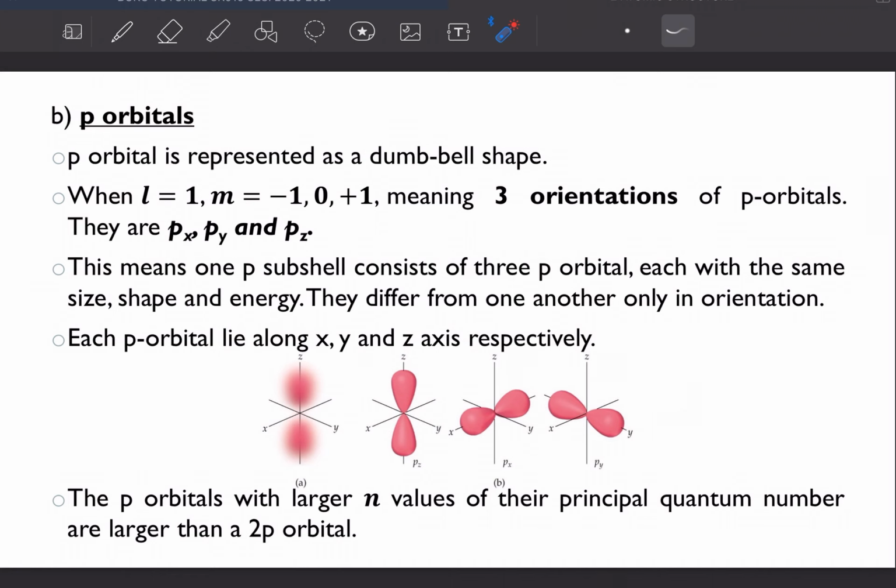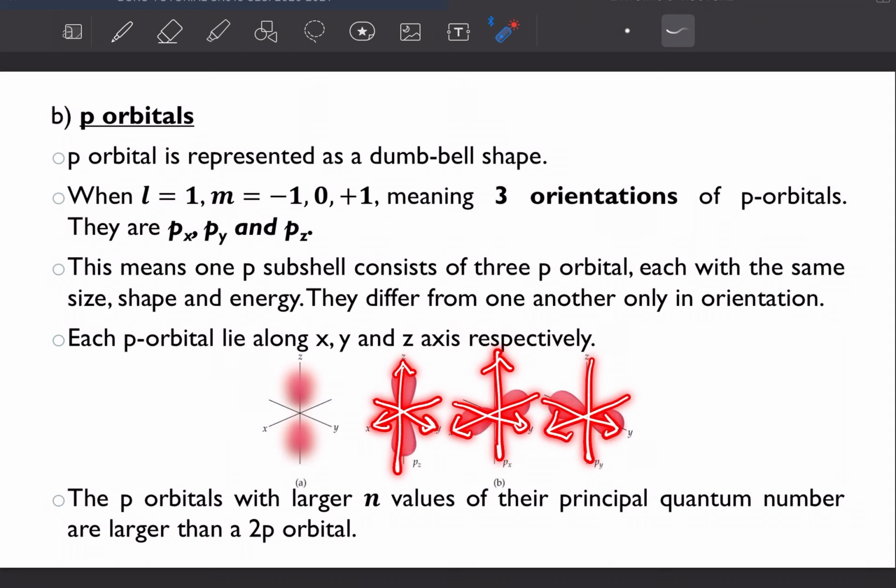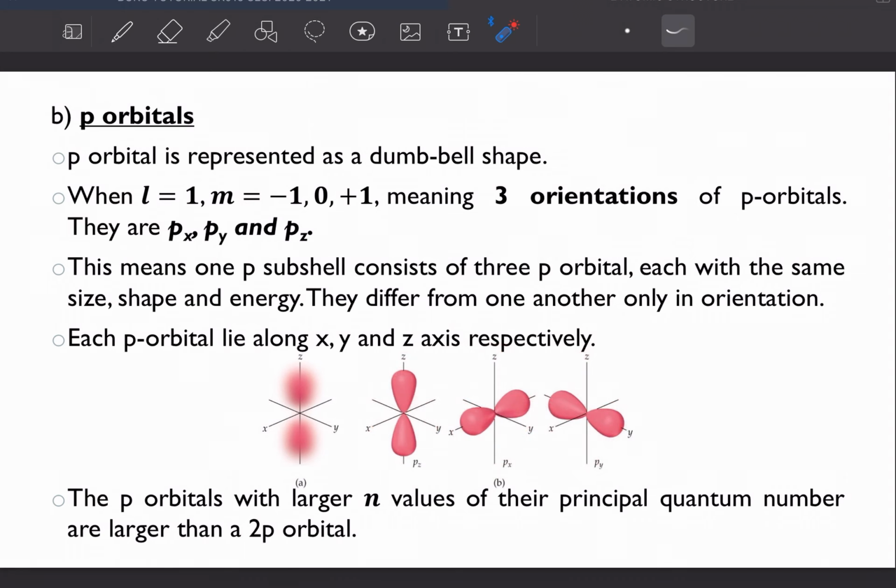So make sure when you draw your p orbitals, awak punya axis tu sama je, x, y, z. Make sure it is uniform, x, y, z. So make sure label and draw nicely lah.